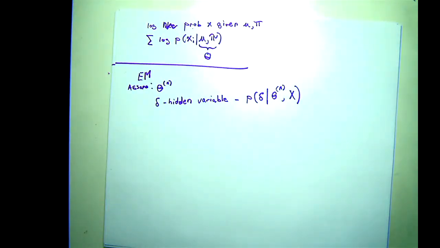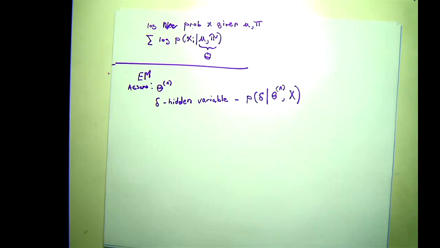Now the role of the hidden variable is to make the math a lot easier, to make the different probability distributions tractable to calculate. But we don't know the hidden variables. So let me give you an example. When we go back to EM clustering, the delta, the hidden variable, is going to be the assignment of, for each point, which cluster it's assigned to.